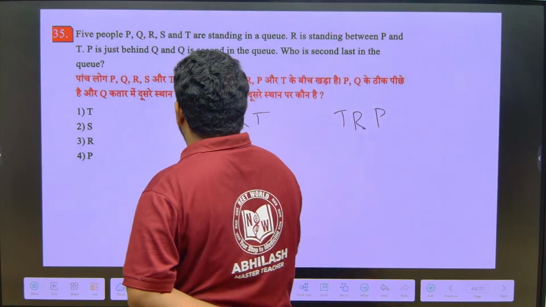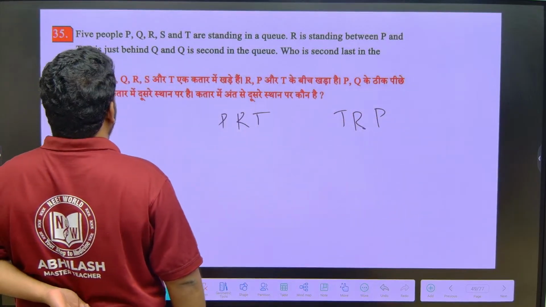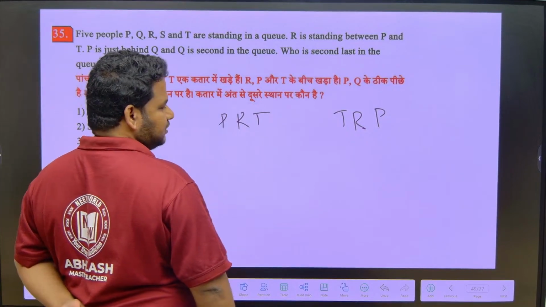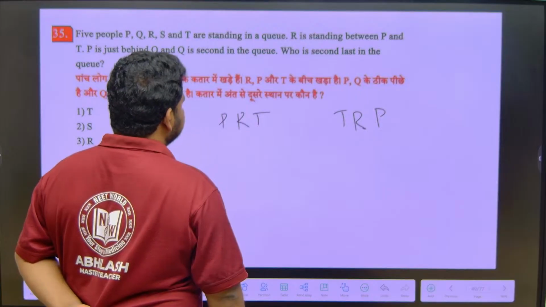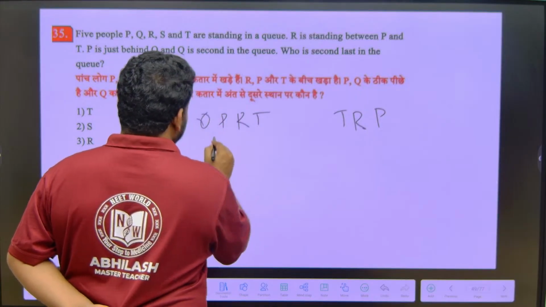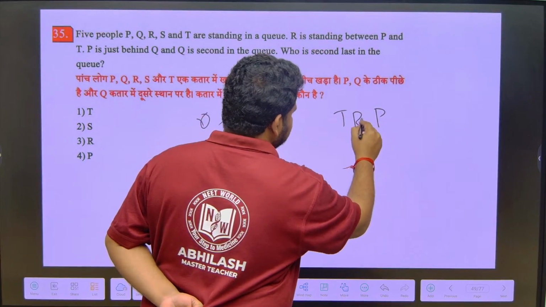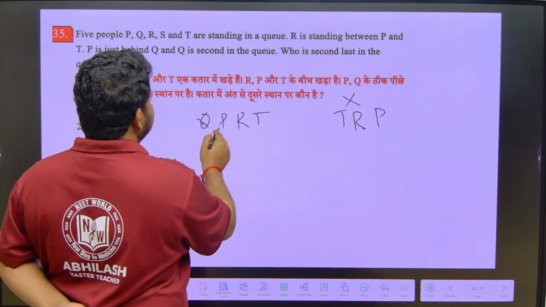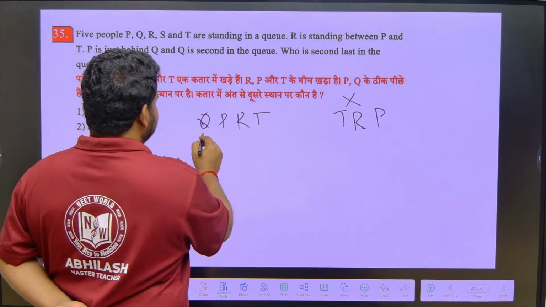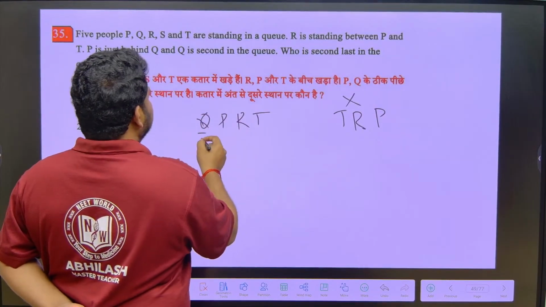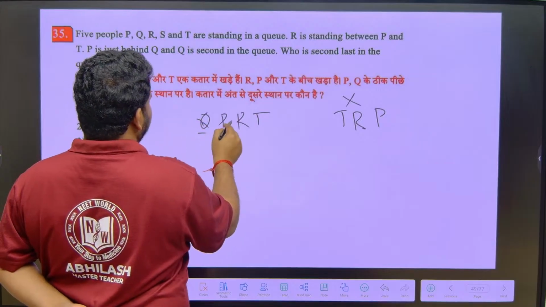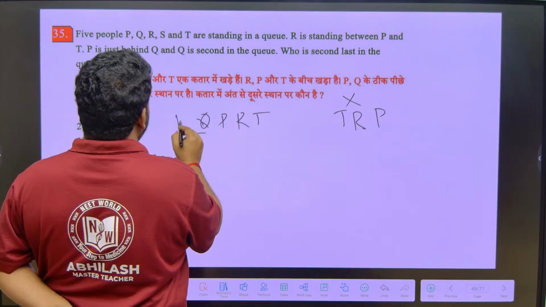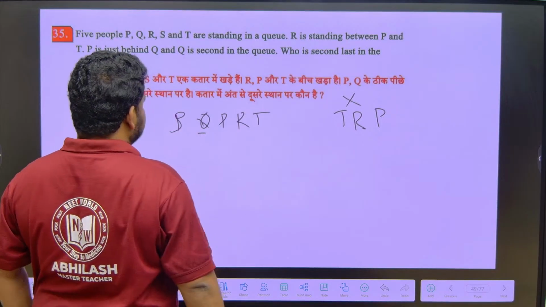Another scenario. P is just behind Q, which means I have to write Q here. Here I cannot write Q because R is there, so this is not a possibility. P is just behind Q and Q is second in the queue. That means this is the second position. Who is another person? 1, 2, 3, 4. P is already there, so the other person is S. S, Q, P, R, T.